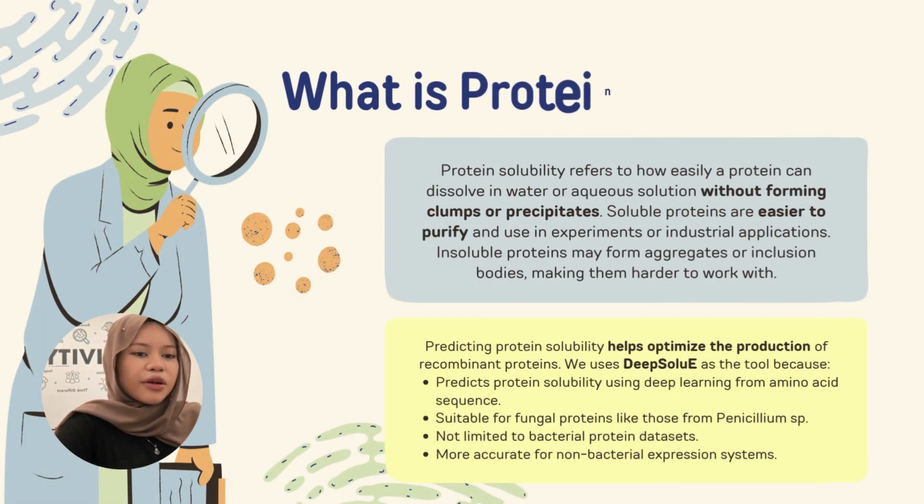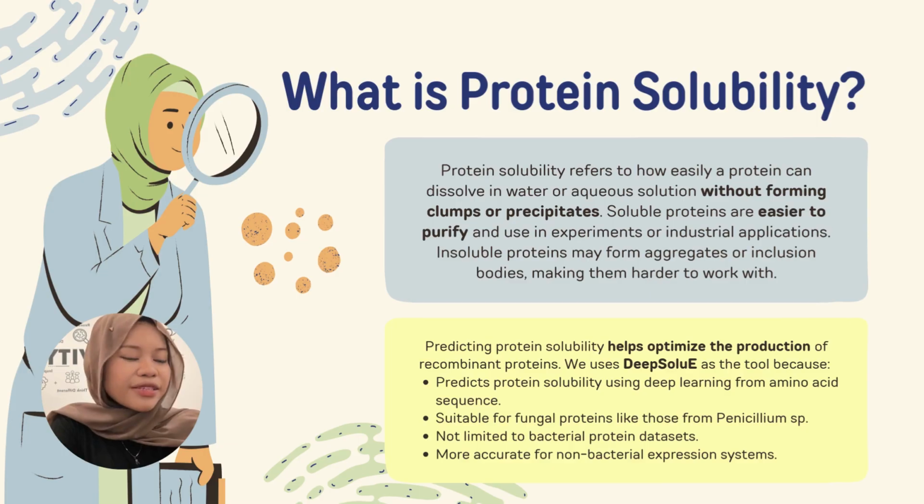So the next one we're going to talk about is the protein solubility. So what exactly do we mean by this? Protein solubility refers to how easily a protein is dissolved in water or aqueous solution without forming clumps or precipitates. Proteins that are insoluble often form aggregates and inclusion bodies, which complicate purification and reduce functional yield. Soluble proteins, in contrast, are more likely to fold correctly and stay dispersed in the solution, and this makes them easier to purify and functionalize, which is especially critical for heterologous expression.